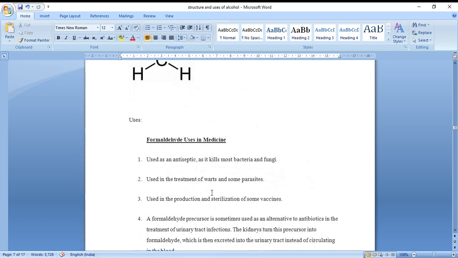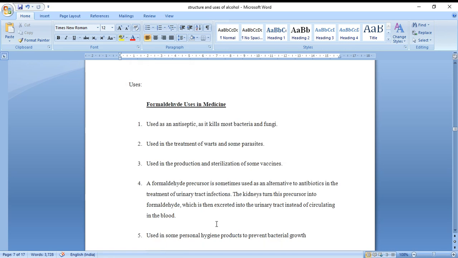Formaldehyde is used as an antiseptic. Last class also I discussed that whenever we say a molecule is an antiseptic or antibiotic, it has the capacity to kill most bacteria and fungi. It is used in the treatment of warts and some parasites. Warts you can see on the net. Next, it is used in the production and sterilization of some vaccines.